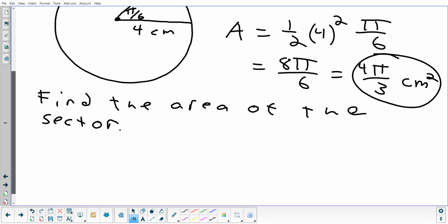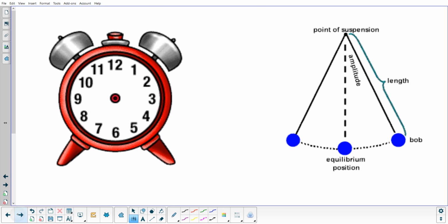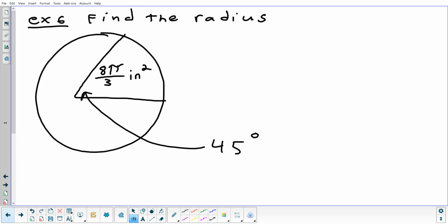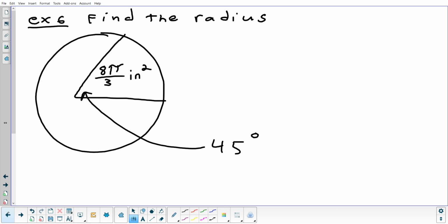All right. Let's do, there's only two left. So this one we're finding the radius, this one we're finding the angle. Let's do the one where we have to find the radius. We'll probably skip the angle one. All right, so find the radius.